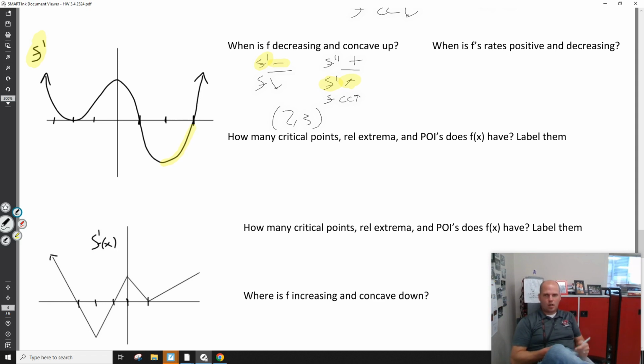F's rates are positive. Okay, ready? F's rates, F prime, are positive. F prime is positive. That means F is going up. F's rates are decreasing. Okay, F prime is decreasing. You have everything you need.